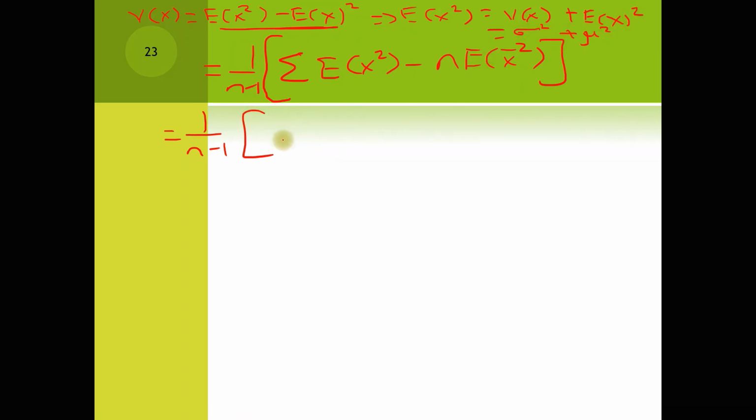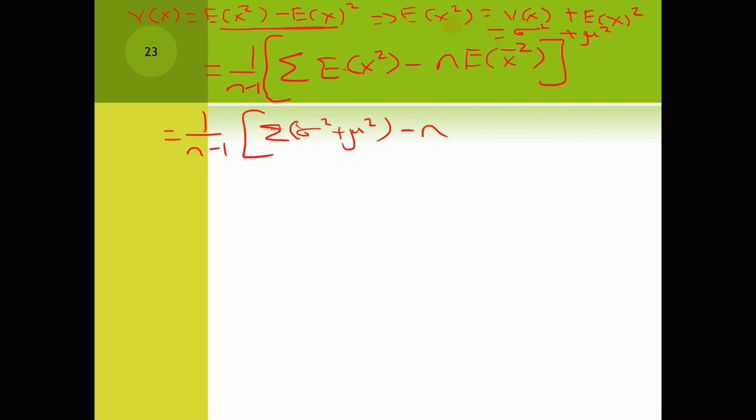So in other words, you know that this expected value of x squared can be rewritten as sigma squared plus mu squared minus n, and then you have the expected value of x bar squared. Let's try to figure that out.